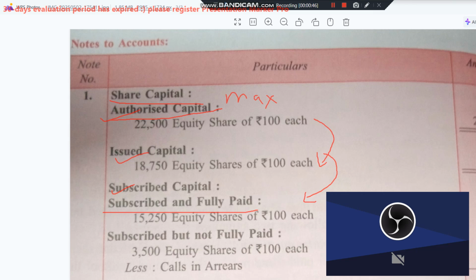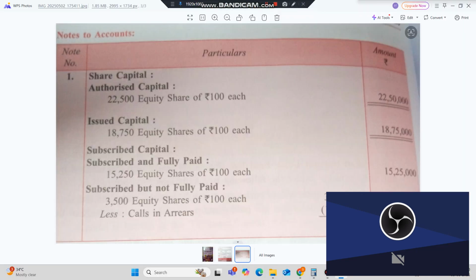So let's see an example. First we'll understand the meaning of authorized capital, issued capital and subscribed capital, and from the question we'll place the authorized capital, and we'll place the issued and subscribed capital as well, as we go through the illustration.